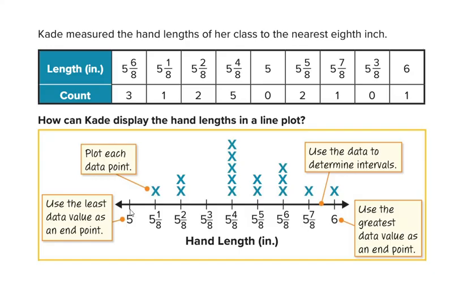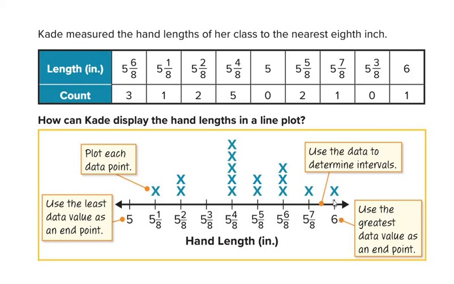So we start off at 5. Nobody had a hand that was 5 inches long. One kid had a hand that was 5 and 1/8. And they call each one of these X's a data point. Two kids had a hand length that was 5 and 2/8 inches. Nobody had one that was 5 and 3/8. 5 and 4/8, well, you can look right here, 1, 2, 3, 4, 5. But they also put that number 5 right here in the count. 5 and 5/8, two kids had that, and so on.